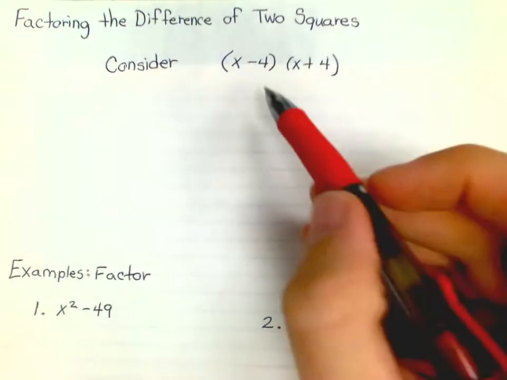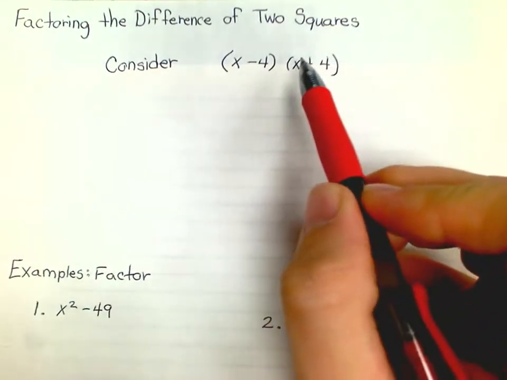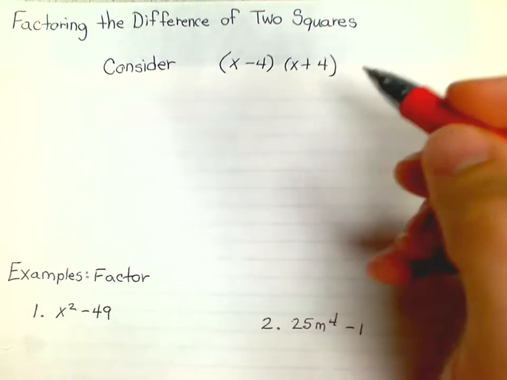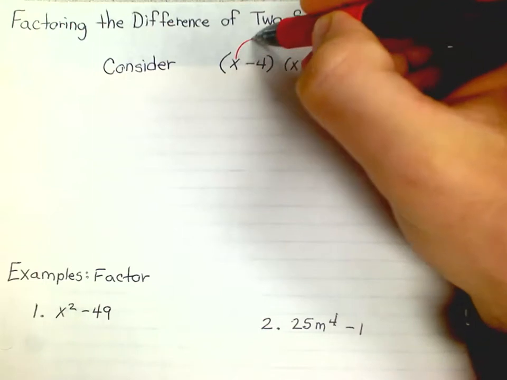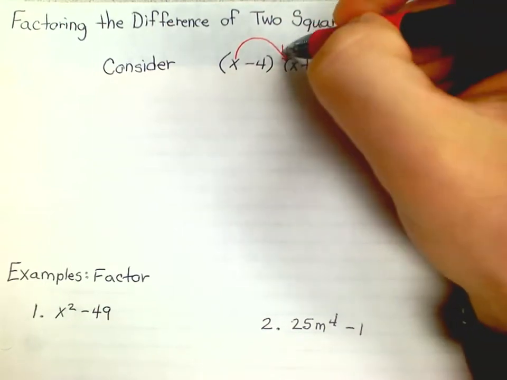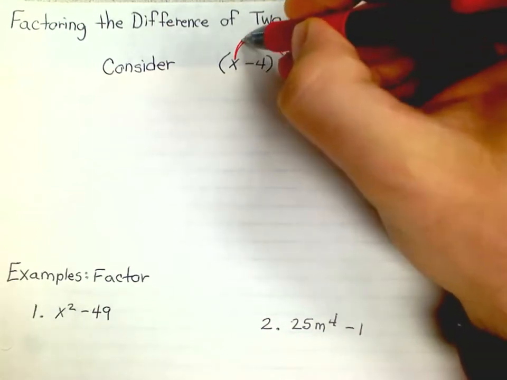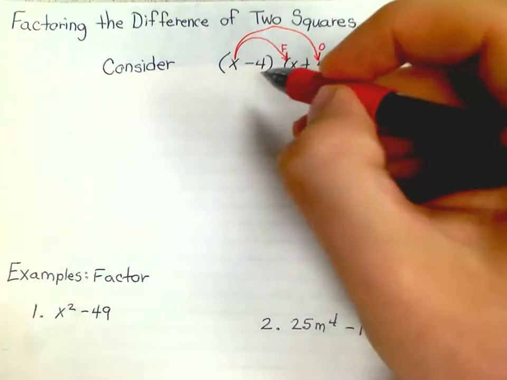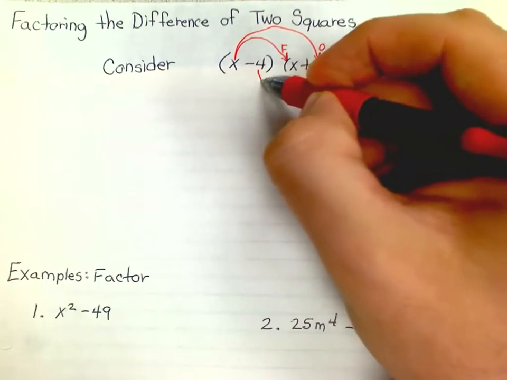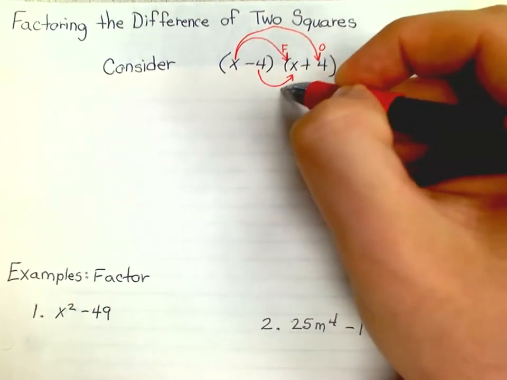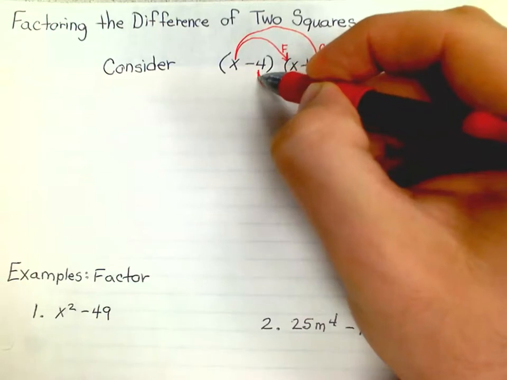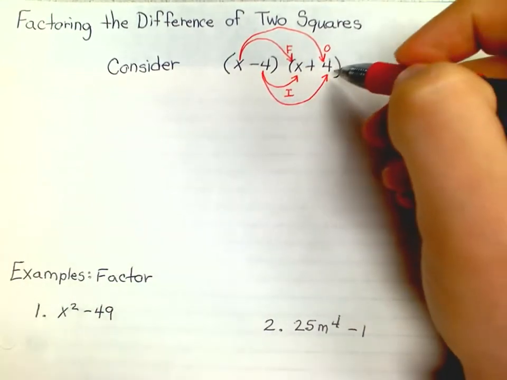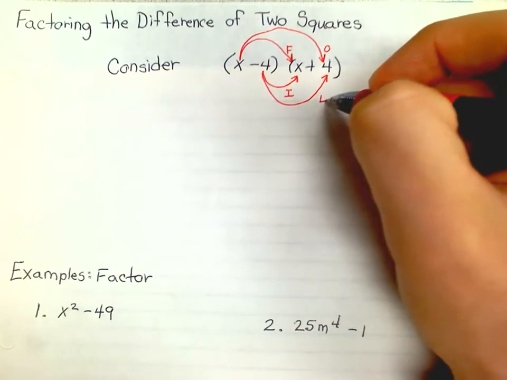Okay, first let's consider this. Let's start off by using the FOIL method to FOIL this out and see what kind of answer we get. So we'll take the x in the first term, multiply it by the x in the second term for the F. We'll take the x in the first term, multiply it by the 4 in the second term for the O. We'll take the negative 4 in the first term, multiply it by the x in the second term for the I. And finally, we'll take the negative 4 in the first term and multiply it by the positive 4 in the second term for the L.